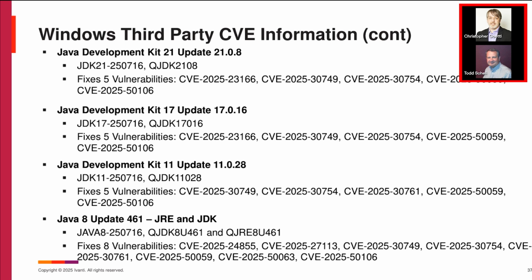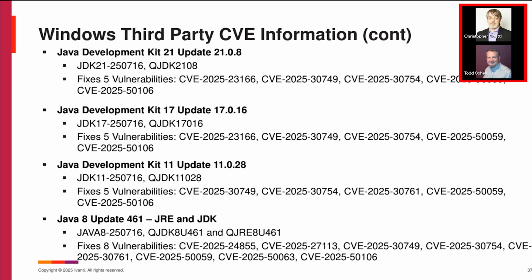You can see that this is from the newest version to the oldest. The current version of the Java Development Kit is version 21. That's in the long-term service channel. 5 vulnerabilities that were addressed there. We see 17 had 5 vulnerabilities and 11 had 5 vulnerabilities as well. They're not exactly the same for each one of these. I think the Java 11 was slightly different.